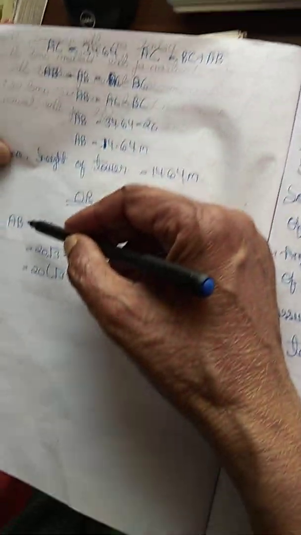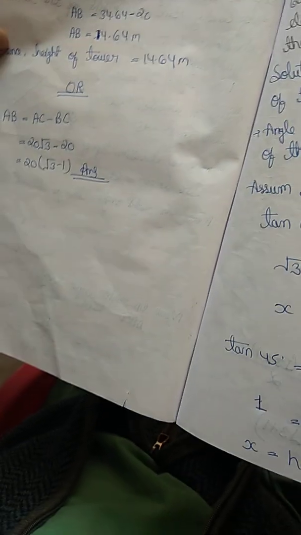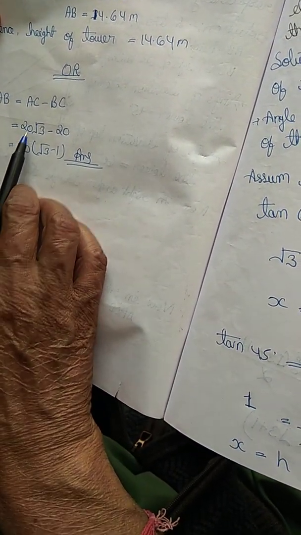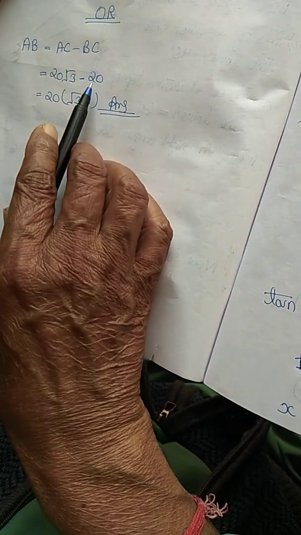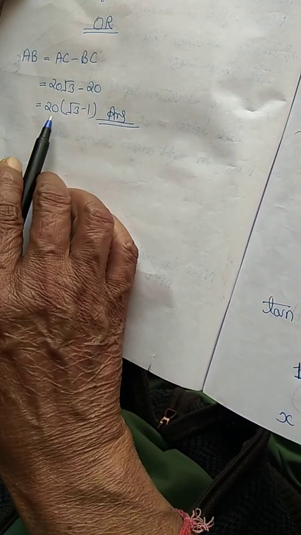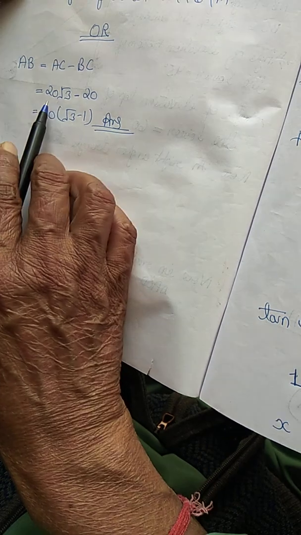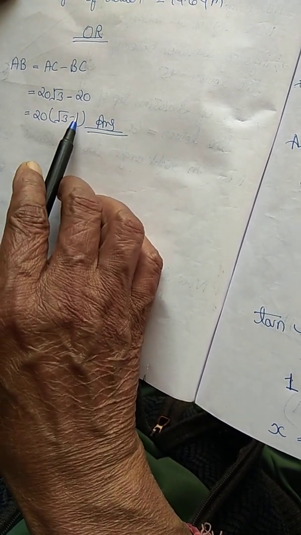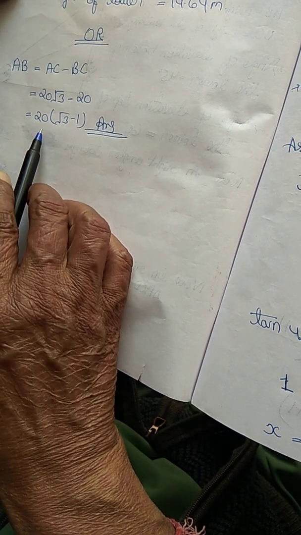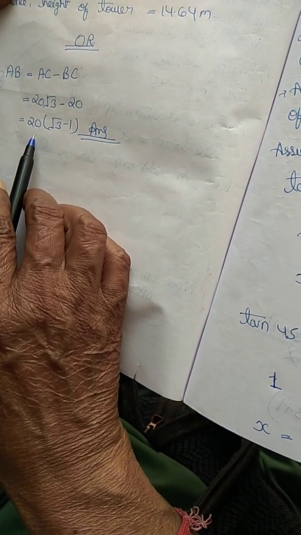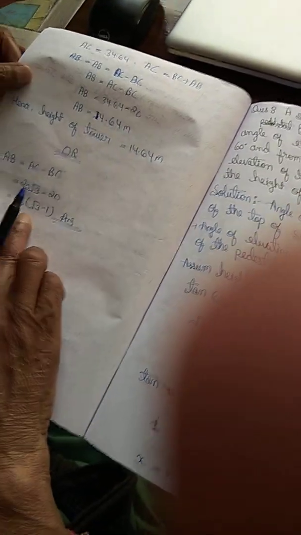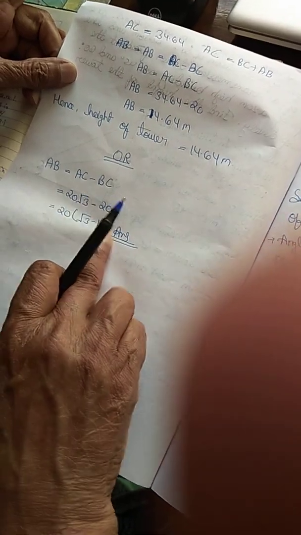Now AB is equal to AC minus BC. Put the value of AC, 20 root 3, and BC is 20. So AB is 20 root 3 minus 20. Take 20 common, you get 20 into bracket root 3 minus 1. So the answer is, the height of the tower is 20 into root 3 minus 1.